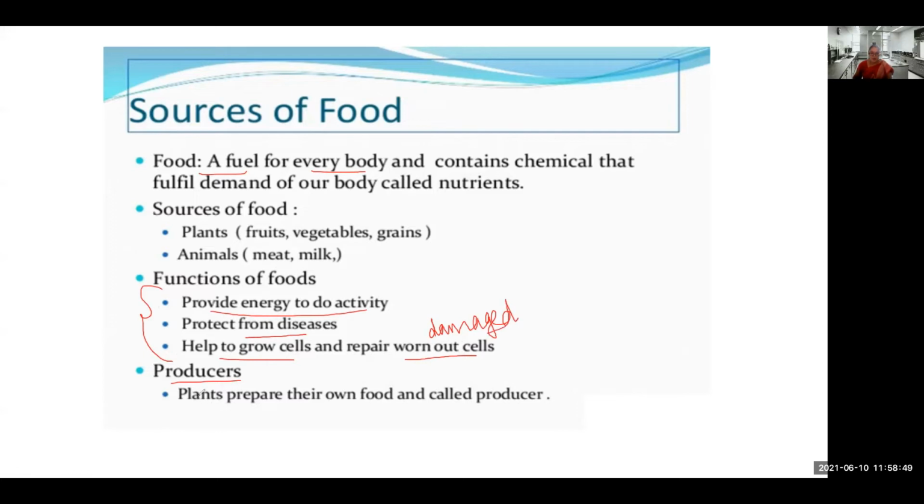So now coming to here, producers. Why are plants called producers? Because plants prepare their own food by themselves. Without plants, there would be no animals, then no living things on the earth. So plant is the very basic thing. Yes or no? So plants are called producers because they prepare their own food. Okay, next, coming to the next slide.